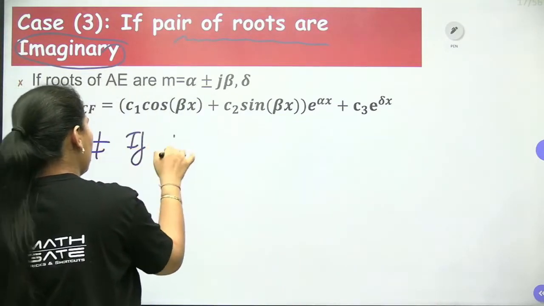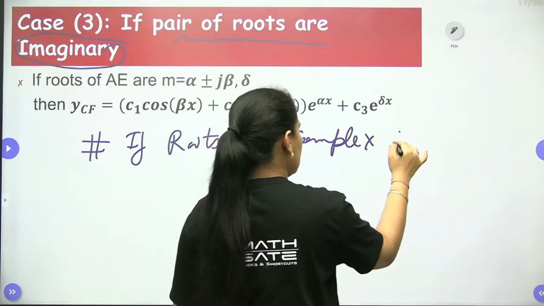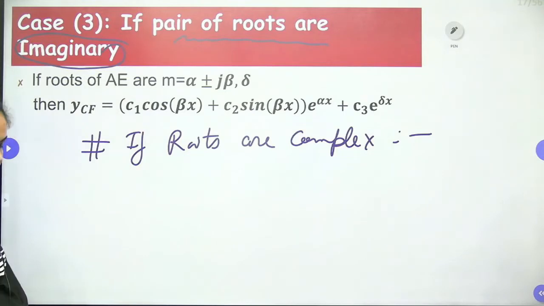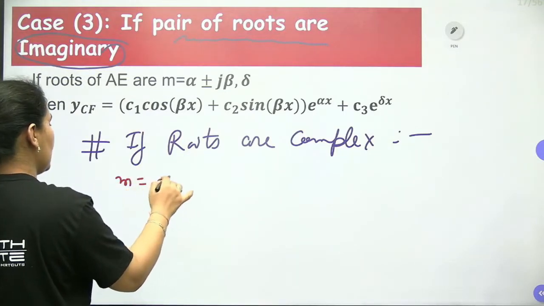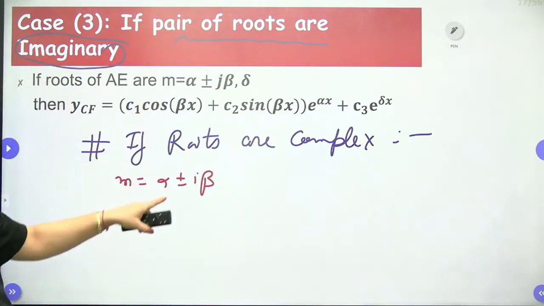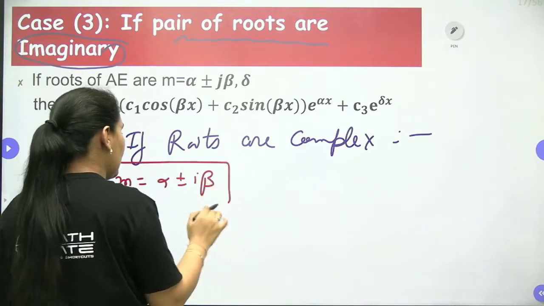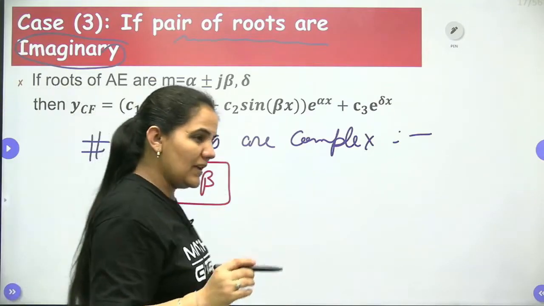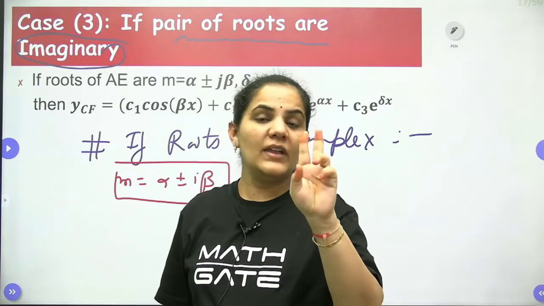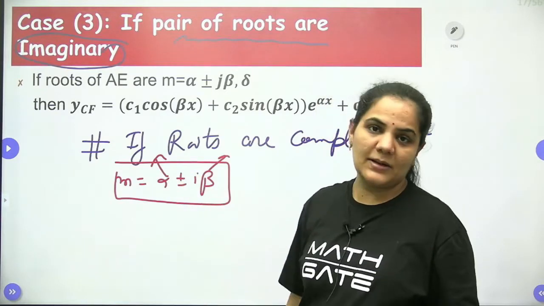Suppose the roots are complex. So how will we approach it? Let me write down, suppose the roots are like this: α ± iβ. I will show you this case also, but first let me discuss this one. As we know very well, this is a complex number. A complex number is nothing but a mixture of two things, the real number and the imaginary number. So in the complex number, this is the real part and this is the imaginary part, right?